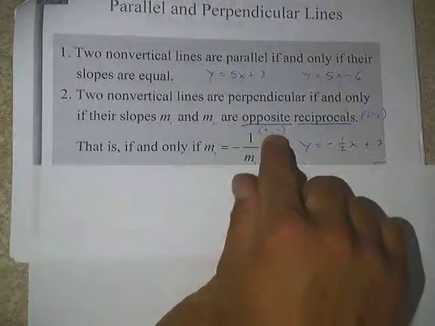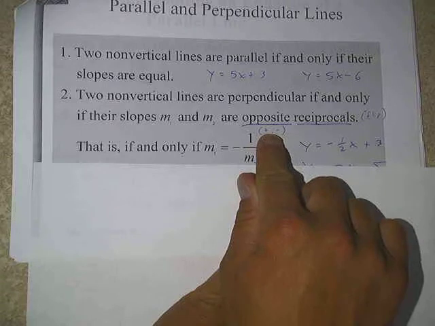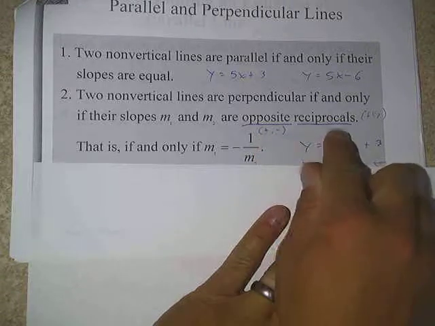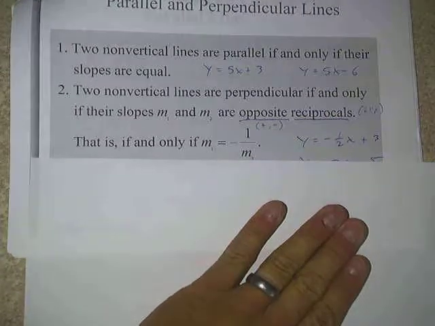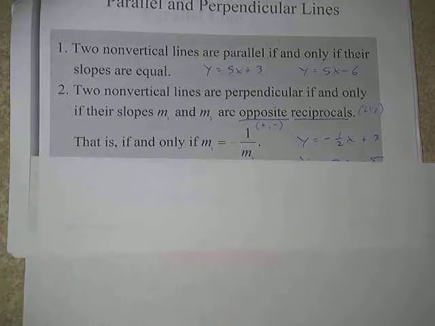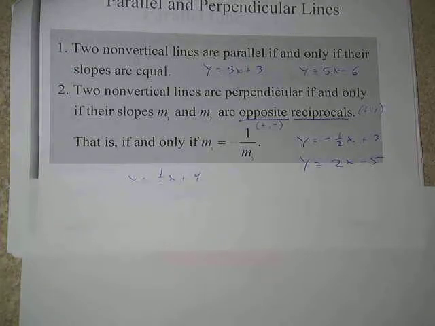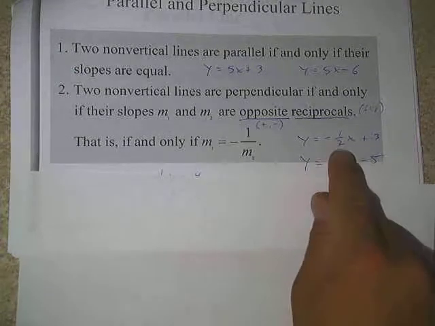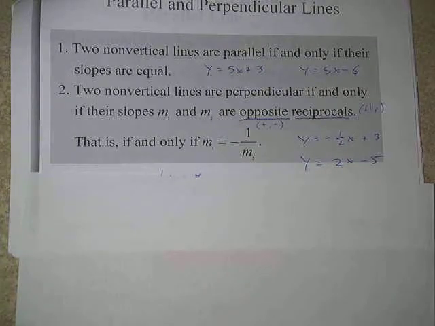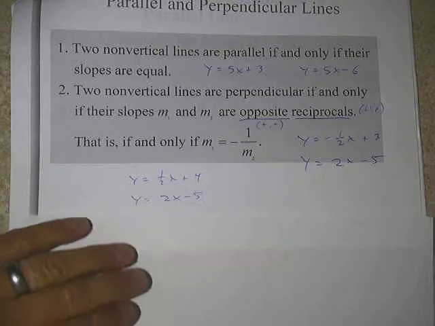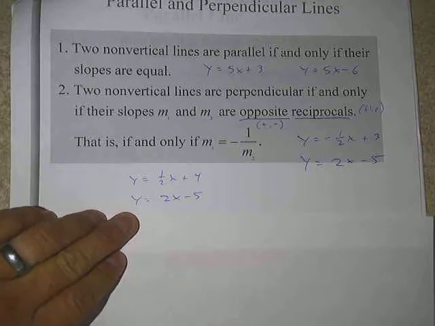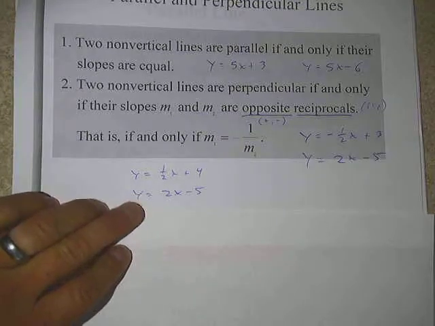Also, if the lines are perpendicular, then the slopes are opposite, which is why I have a little plus minus here. They have to be opposite signs, and they have to be reciprocals. So in order to be perpendicular to each other, those slopes have to be opposite and reciprocal. My example over here is -1/2 and 2. Those are perpendicular lines because the slopes are opposite and they're reciprocal.